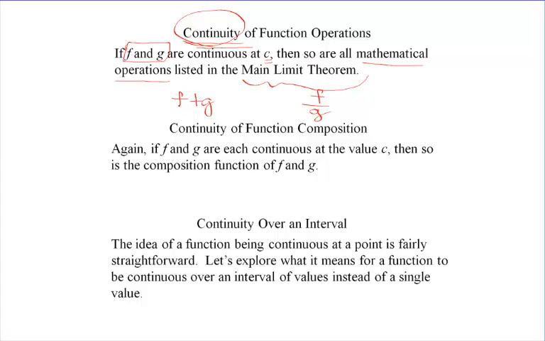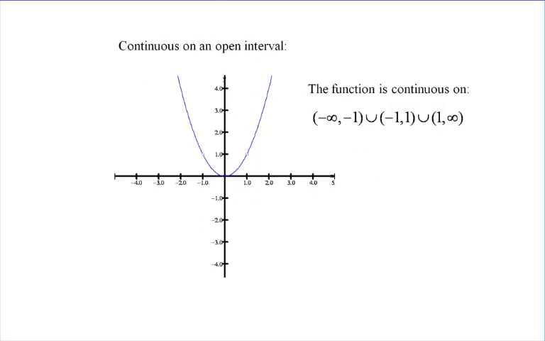Continuity of function composition. If f and g are each continuous at c, then so is the composition in either direction. If f and g are both continuous functions at x equals c, then these resulting compositions are also continuous at that same input value of x equals c. When we talk about continuity over an interval, the idea of a function being continuous at a point is fairly straightforward. So let's talk a little bit more about continuity over an interval.